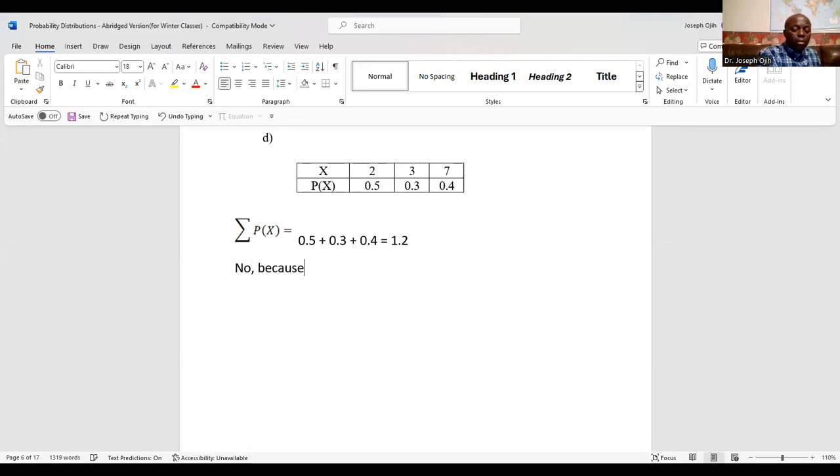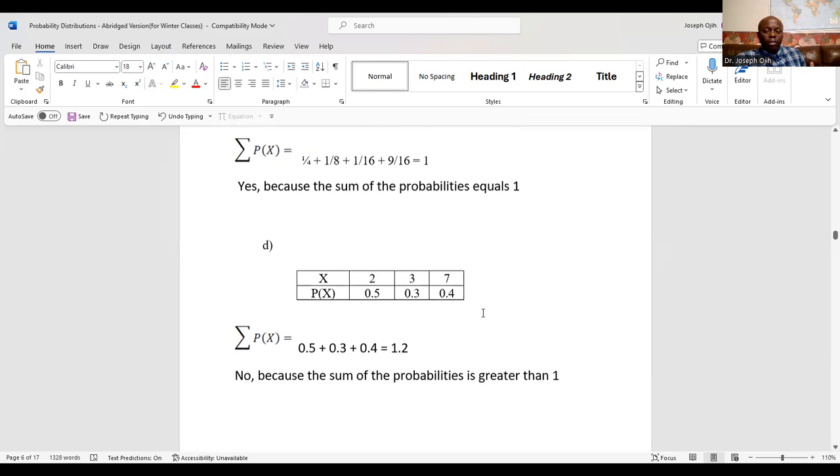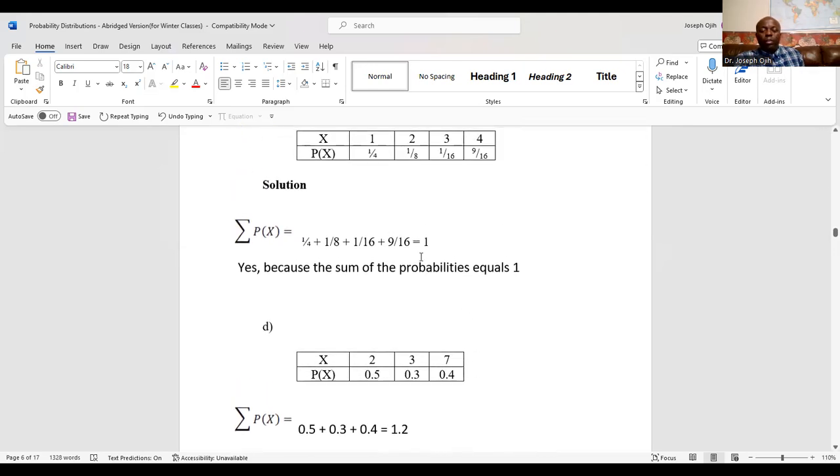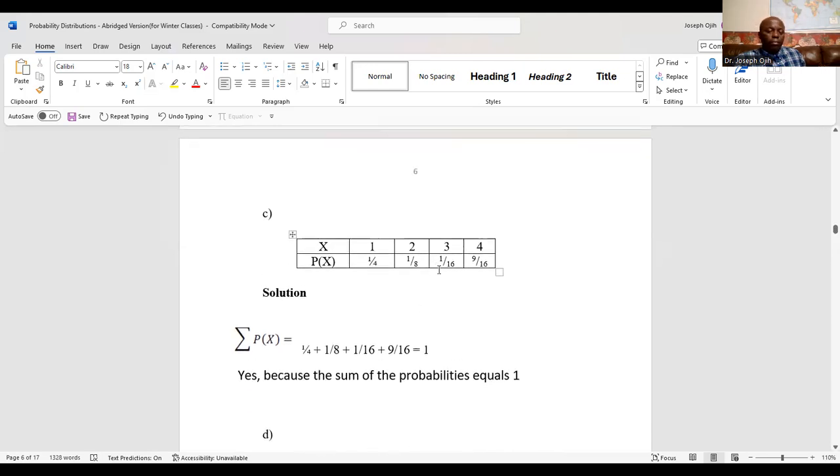Because the sum of the probabilities is greater than 1. Okay. So if it's greater than 1 or it's negative, it's not a probability distribution. But if it's equal to 1, it is.